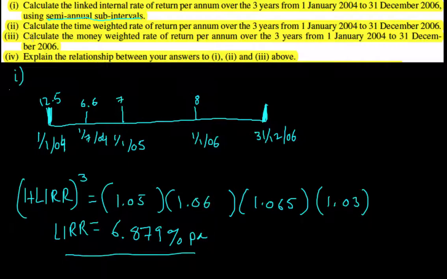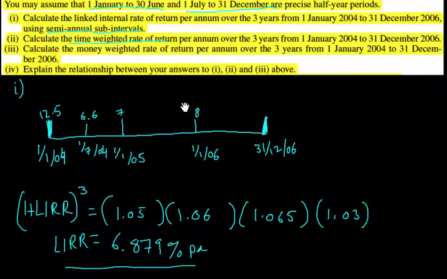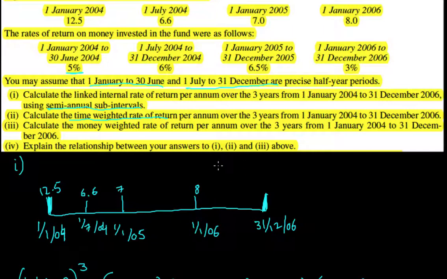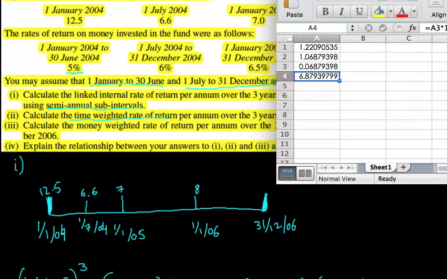Now, what does it want us to do? It wants us to calculate the time-weighted rate of return over the 3 years. So for the time-weighted rate of return formula, we have to know the balance of what's in the fund just before we receive each amount. And we can do that because we're given the returns over here. So for that one, we will need to do a bit of calculation. 12.5 mil, and we're adding 5% to that, will give us some amount just before we receive our 6.6.